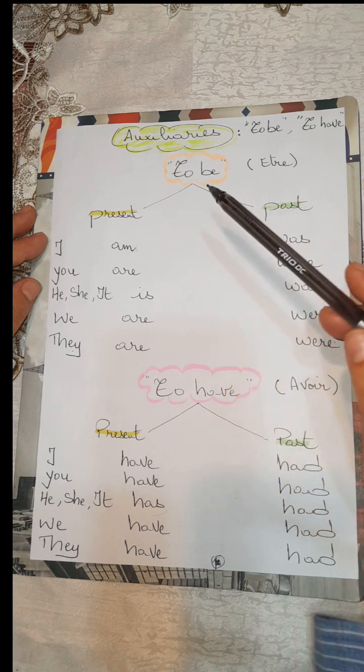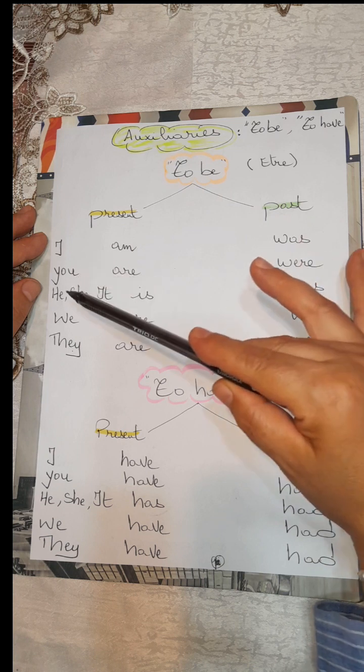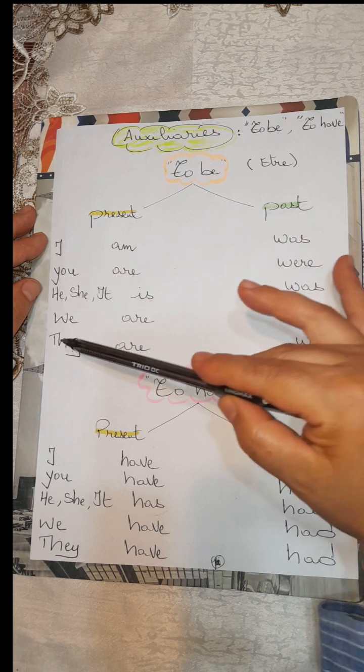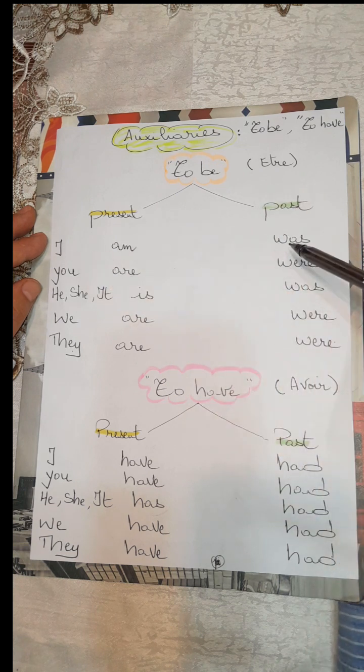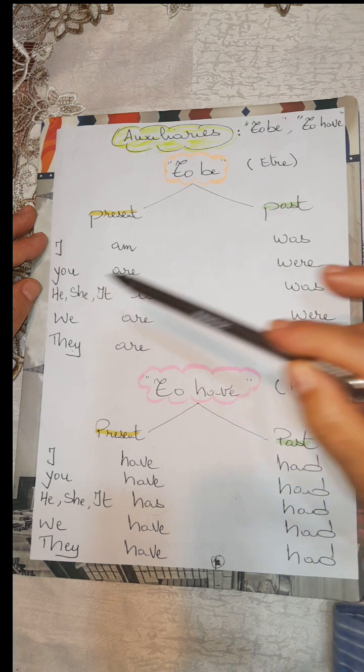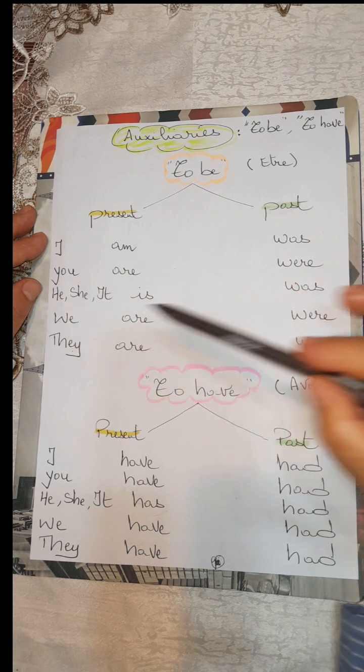In the present simple: I am, you are, he, she, it is, we are, and they are. And in the past simple: I was, you were, he, she, it was, we were, they were.